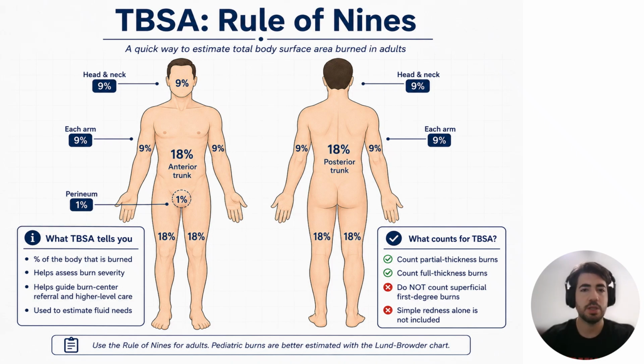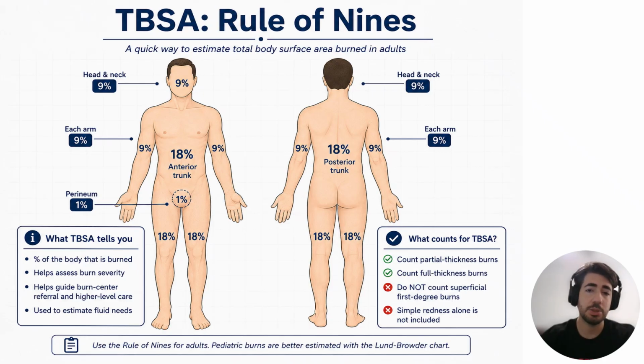TBSA, which means total body surface area. In burn questions, TBSA tells you what percentage of the patient's body is burned. And this matters because TBSA helps you decide burn stability, fluid needs, and whether the patient may need a burn center or higher level care.